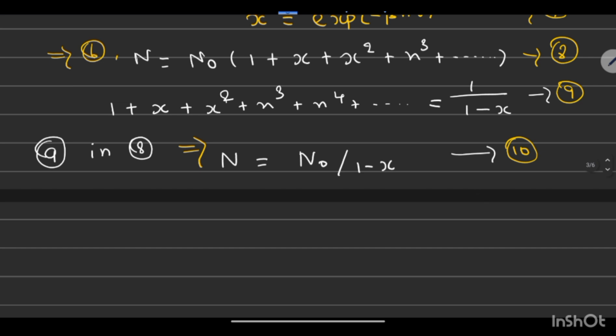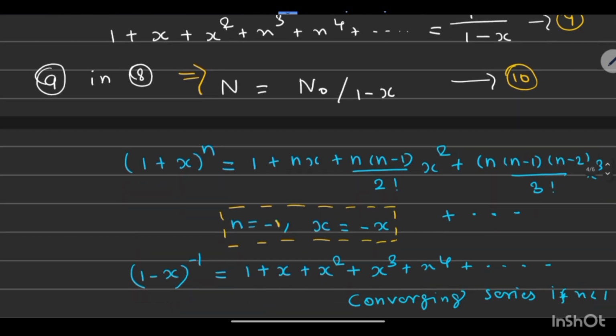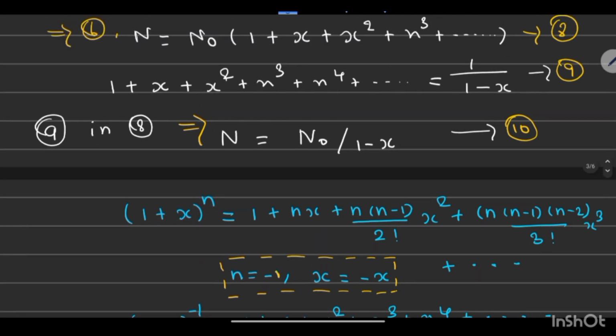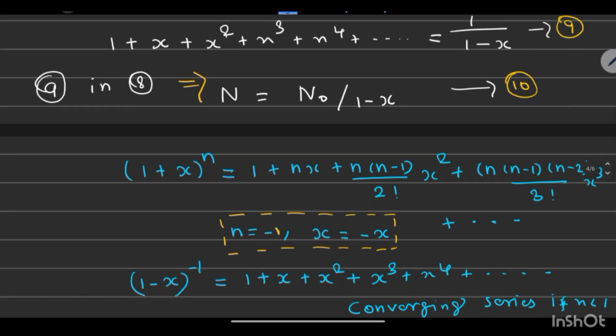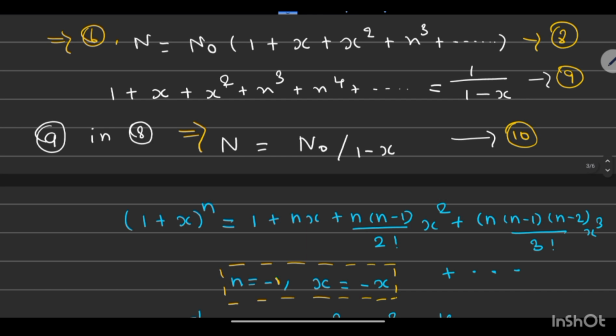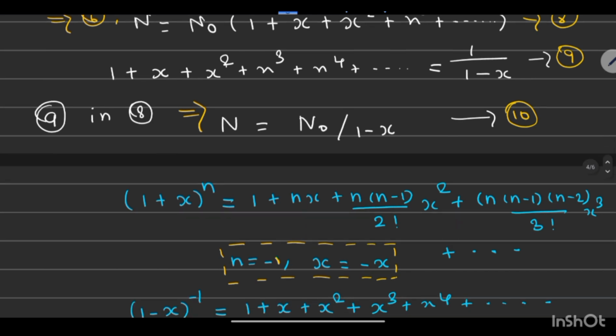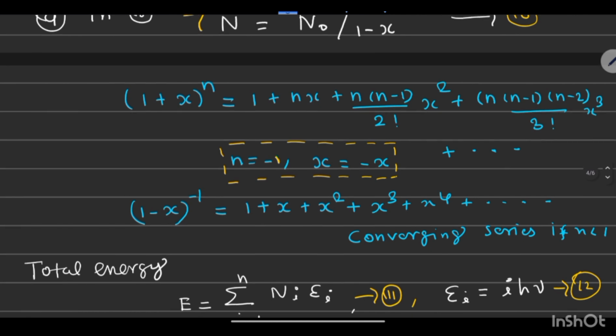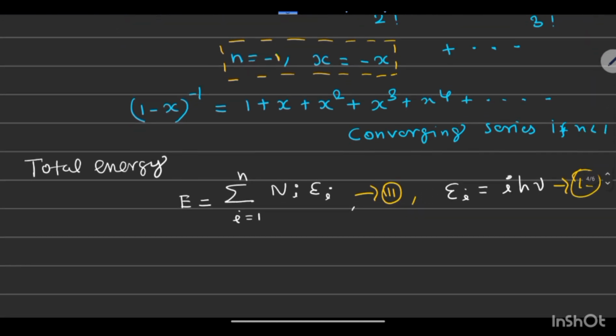So here for your reference, I have added the generalized form of binomial expansion, and in this expansion, if I replace x by minus x and n by minus 1, I will get exactly this series. So this series is a converging series if x is less than 1. Otherwise it will be a diverging series and the number of oscillators would go to infinity. Okay. So now how to find the total energy of all the oscillators.